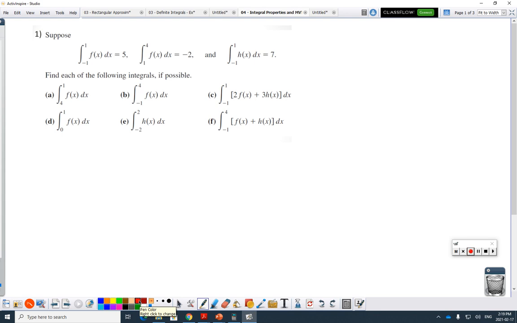What we know is the integral from -1 to 1 of f of x dx is 5. The area under some curve from -1 to 1 is 5. That's all we know about the function. Oh, sorry, we know something else. The integral from 1 to 4 of f of x dx is -2. So apparently it ducks under the y-axis there for a while. Now a different function, h, we have some information. From -1 to 1, the area under that curve is 7. So the big question they want to know is, what's the integral from 4 to 1?